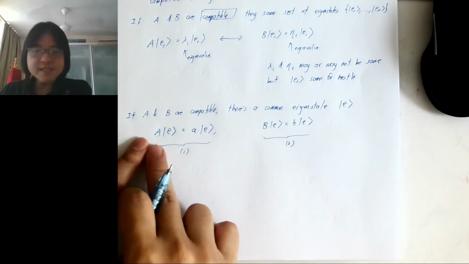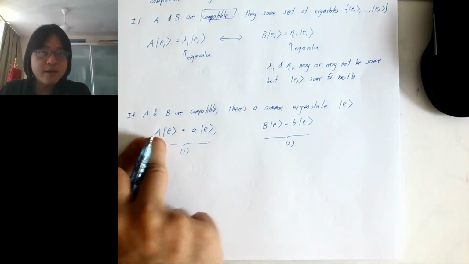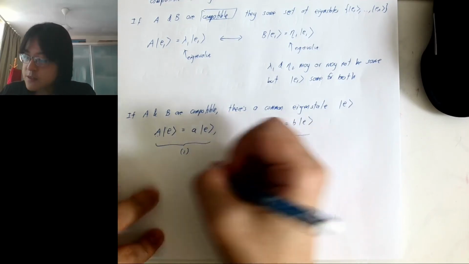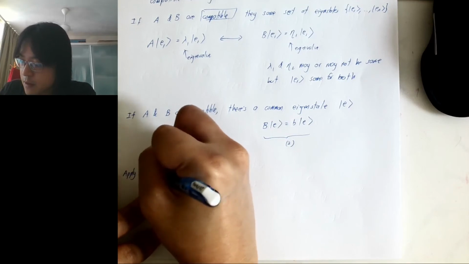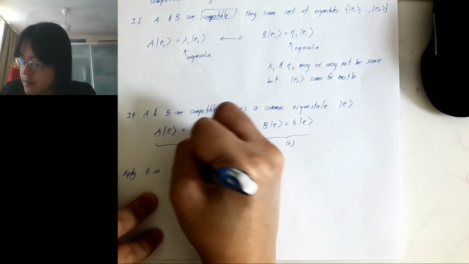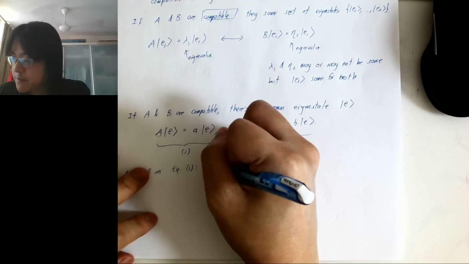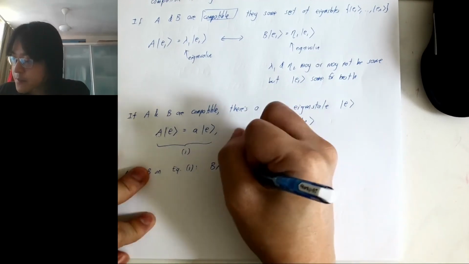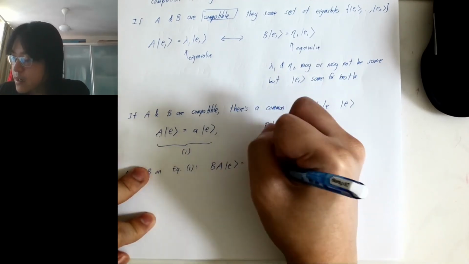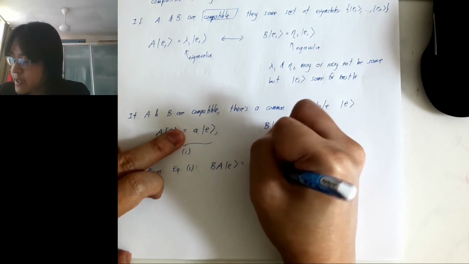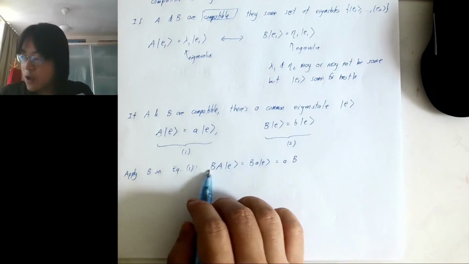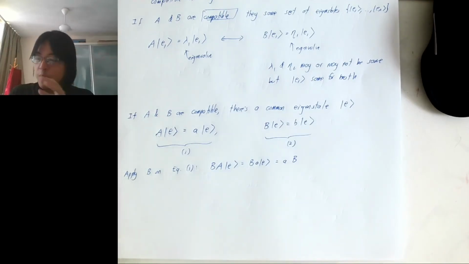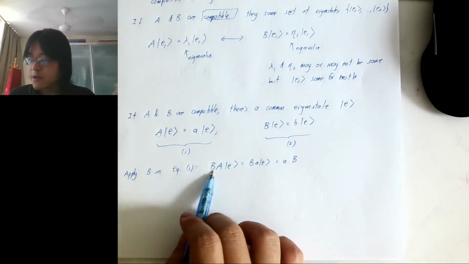Now let's play around with this and see what we get. Just for fun, let us operate B on both sides of this equation. I'm going to apply the operator B on equation 1. If B acts on 1, that means B times A acting on E, which is B times AE. But A is a number, so I can move the A aside. But an operator I cannot anyhow move. B must be on the left.